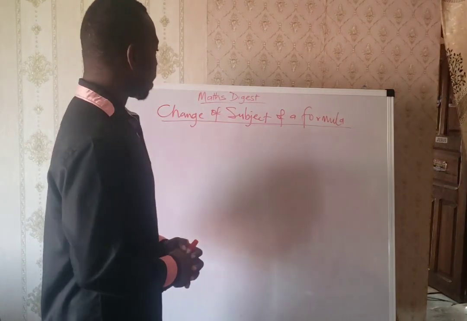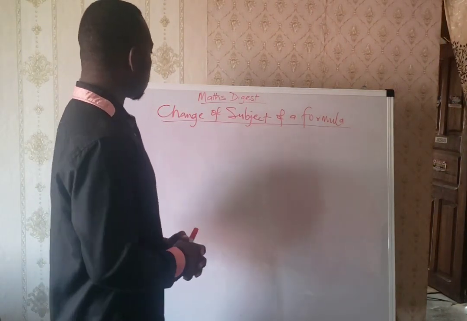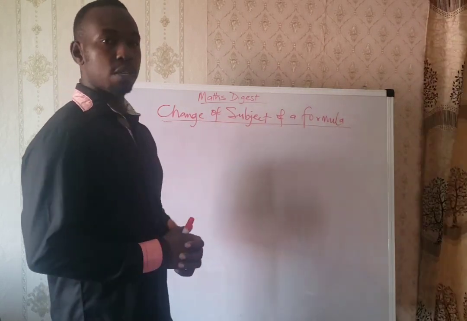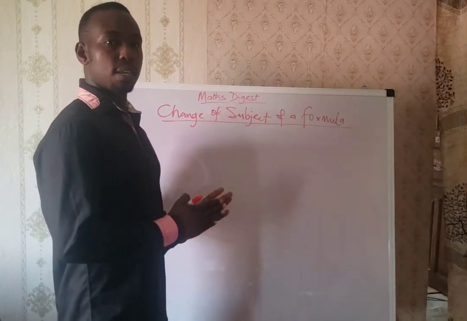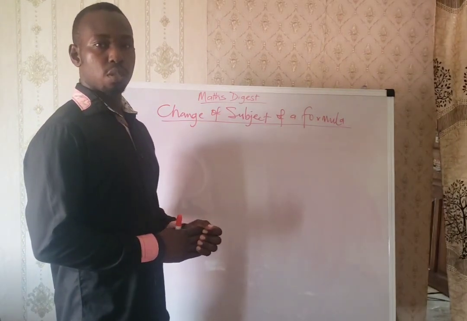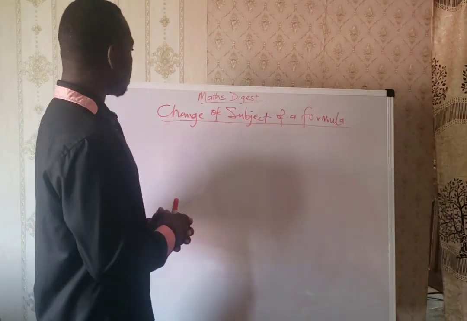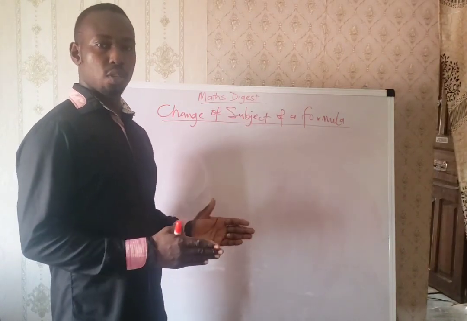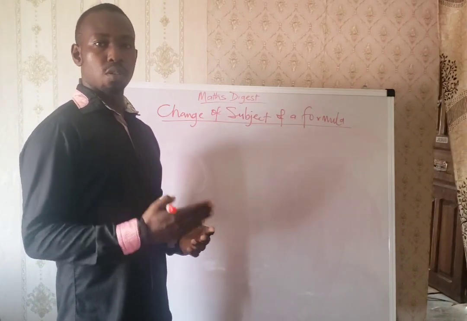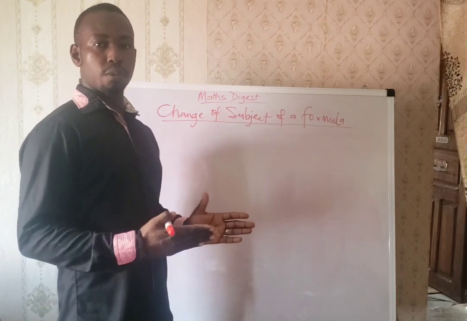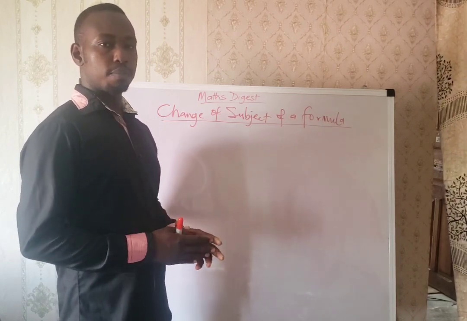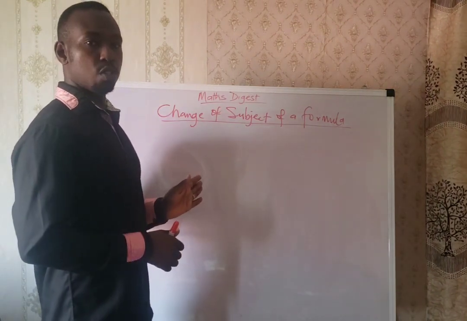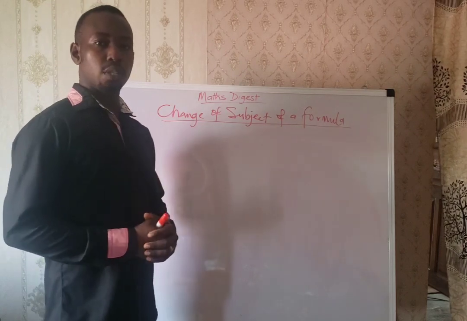Okay, whenever the subject of a formula is to be changed, the intention is to make sure that the particular subject stands alone on one side of the equation. The method to use in doing this can be subtraction, addition, division, multiplication, finding the square root of both sides, or squaring both sides. Ensure that whatever you do to one side of the equation, you must do to the other side of the equation.